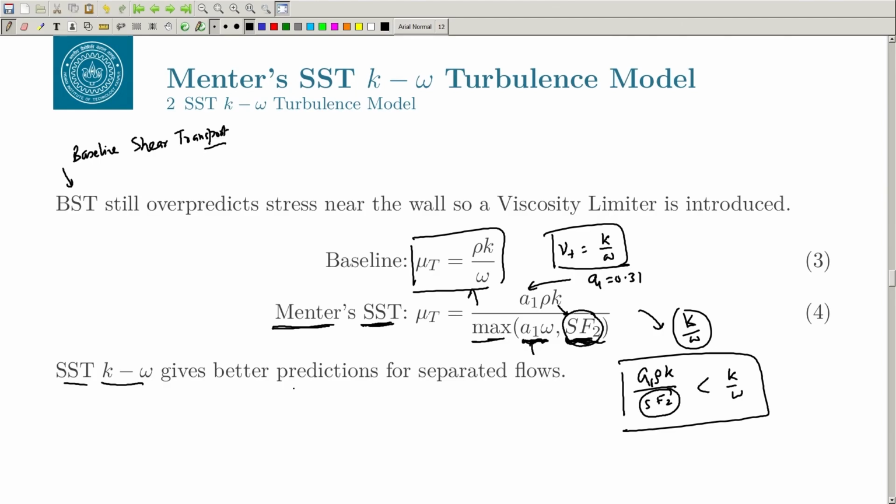In fact, this is one of the best models for flows with separation. So, this is very popular in turbomachinery flows, or wherever you have high curvature, or you are expecting separation. In those flows you would like to use this Menter SST model.